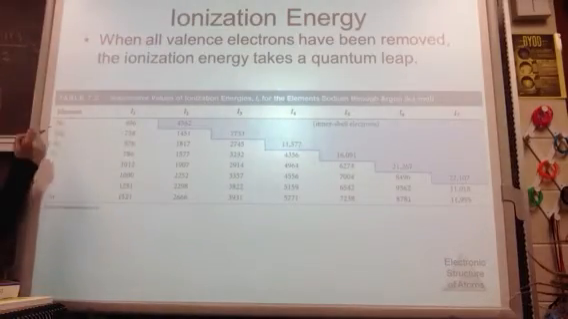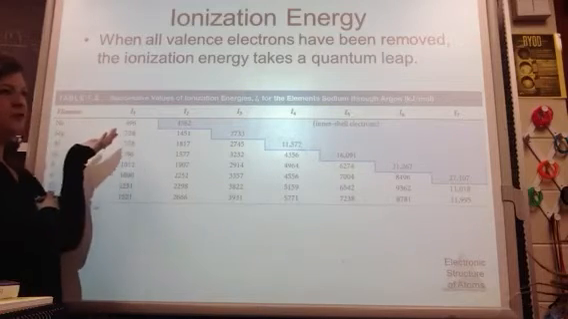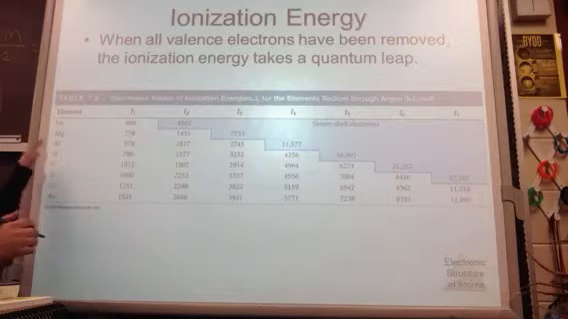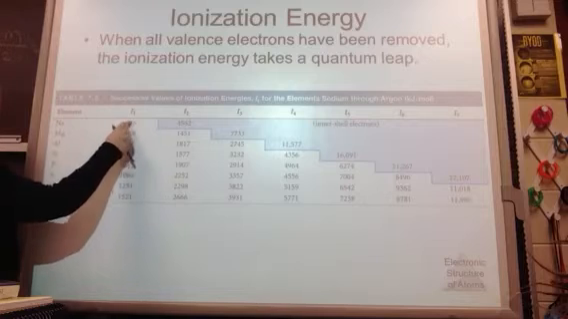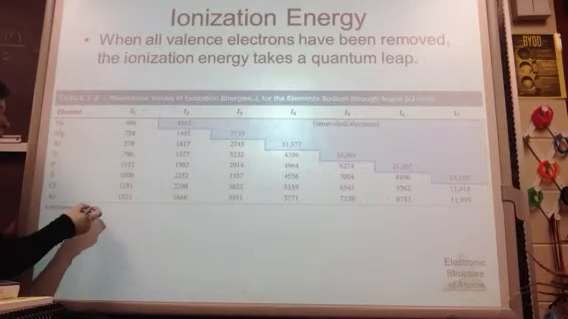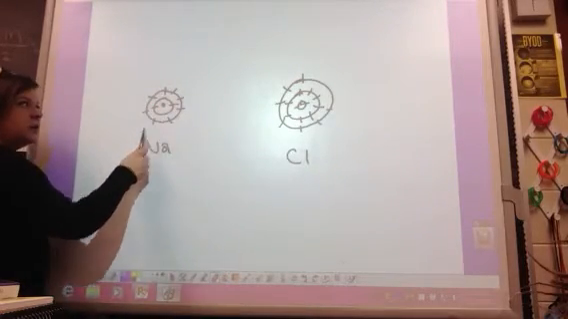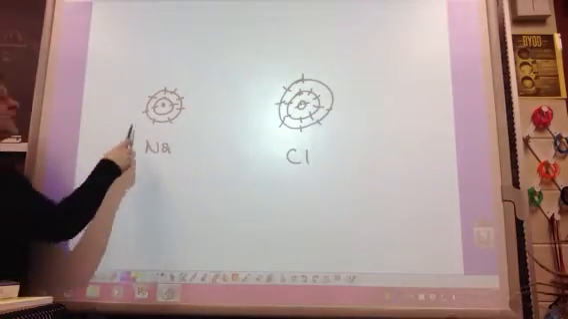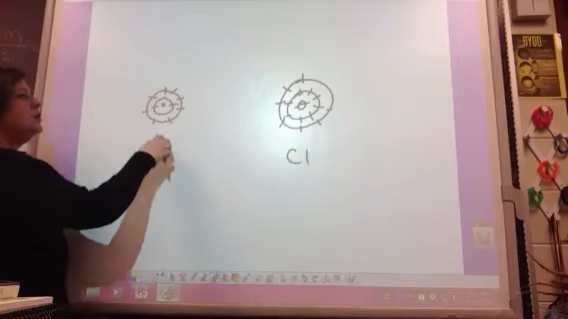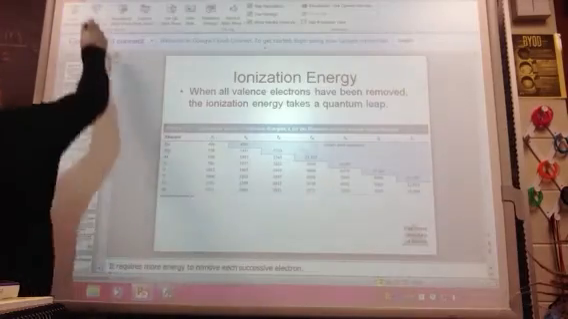So sodium takes about 496 kilojoules per mole of energy to remove that electron on the outermost shell. But remember, sodium only has 1 valence electron, so I don't need a whole lot of energy to remove that first electron. But then sodium would be left with that full outer ring. So if I wanted to remove a second electron from sodium, it is going to take a whole bunch of energy since it's already stable. And that's what this table is trying to show you.